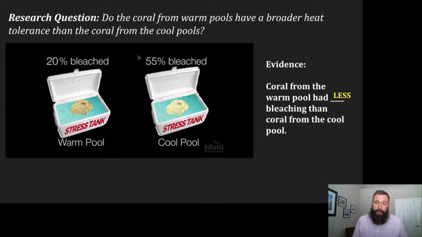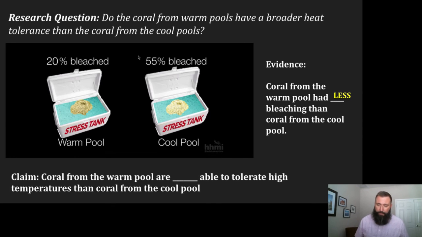Now, based off of that evidence, we're able to make a claim. Again, that claim is going to answer that research question, right? Here's my claim. Coral from the warm pool are blank able to tolerate high temperatures than coral from the cool pool. What would we put in there? More or less? Well, based off of the evidence, we would suggest that coral from the warm pool are more able to tolerate high temperatures. And I know that because less of that warm coral bleached compared to the cool coral from the cool pool. This is hard to say, right? Cool pool coral had 55% bleaching. All right, we're going to move on here.